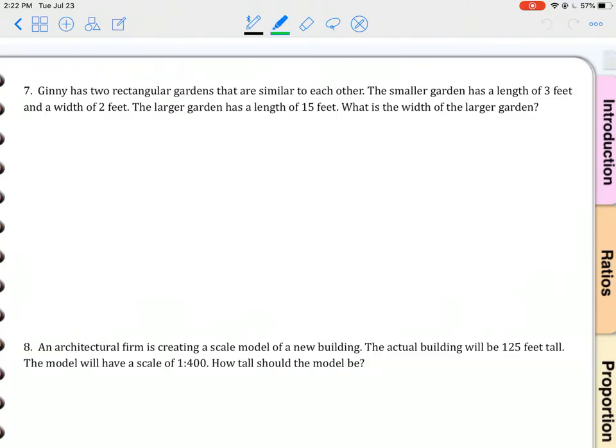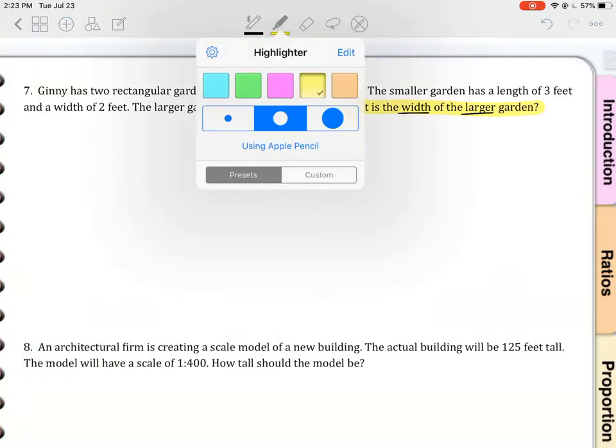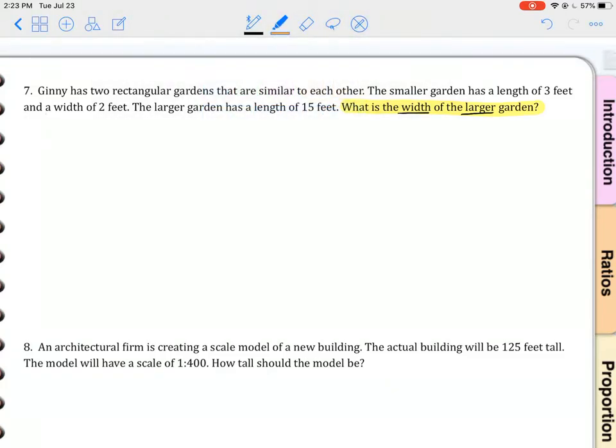So the first thing I'm going to do is highlight my question. We want to know the width of the mama. Width of the mama is what we're looking for. So I'm going to back up and do some reading.